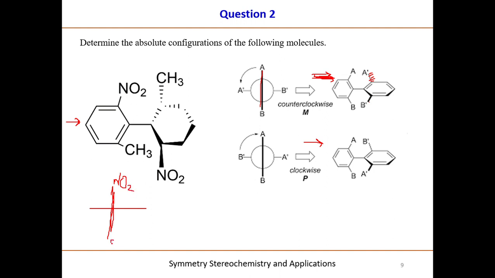The CH3 group is on the below side, and this CH3 group is below the plane. That means it is on the left side, and NO2 is on the front side, correct? Now first priority will be given to the solid line. That means nitro group is 1.